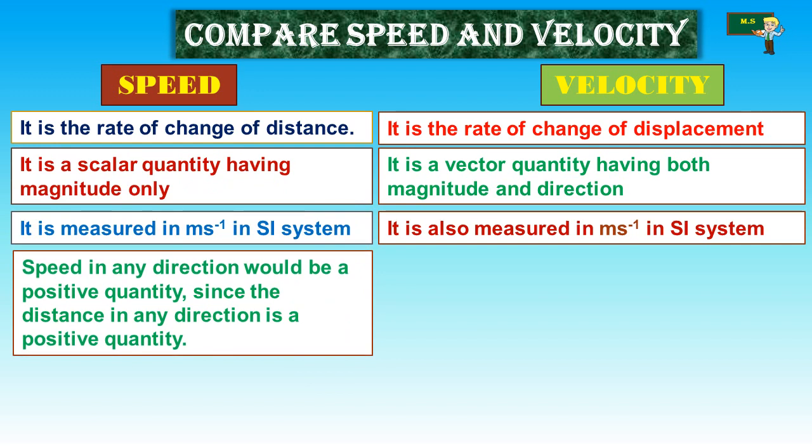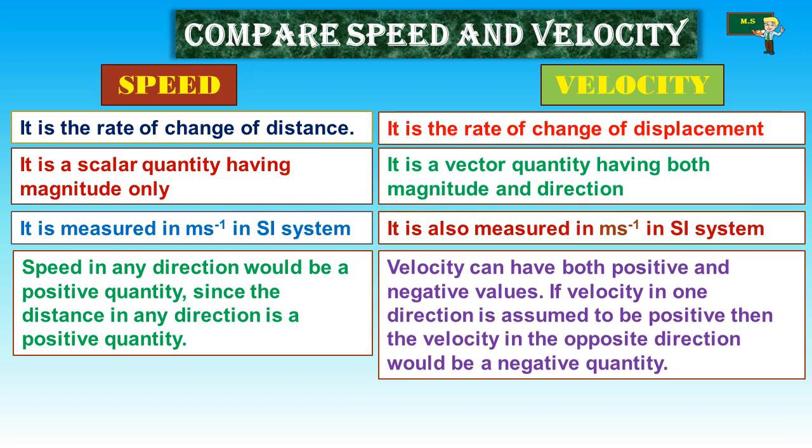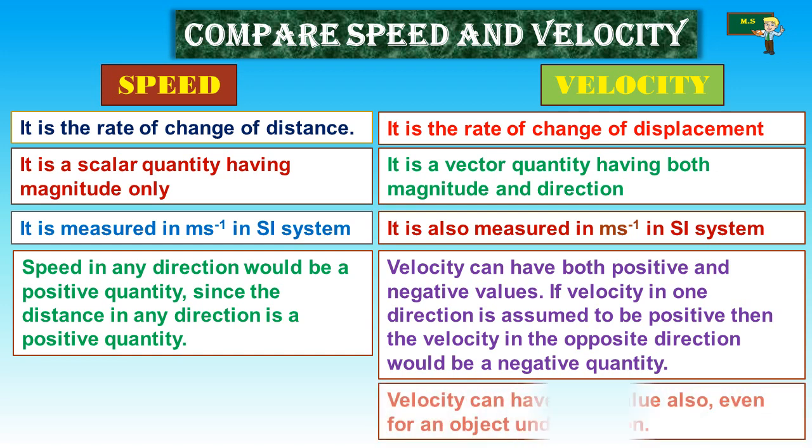Speed in any direction would be a positive quantity since the distance in any direction is a positive quantity, but velocity can have both positive and negative values. If velocity in one direction is assumed to be positive, then the velocity in the opposite direction would be a negative quantity. Velocity can have zero values also, even for an object which is in motion.